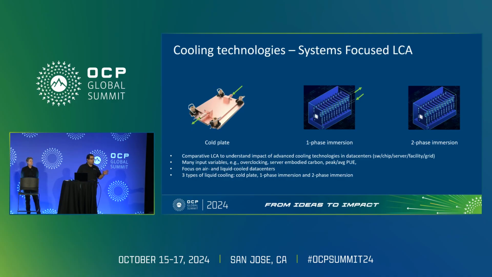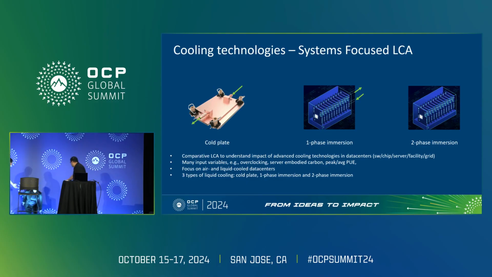So what I'm trying to convey here is that a single cooling technology decision really affects the whole stack. And this is what we're going to be covering in this LCA. This is an LCA that covers the software, the chip, the server, the facility, and also the grid decision when we go with any of these cooling techs. We're going to be baselining against air cooling, and then we'll be comparing with the different cooling technologies that we're showing here.